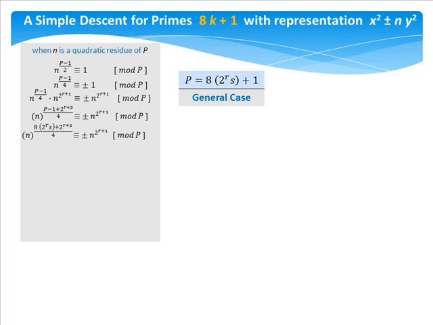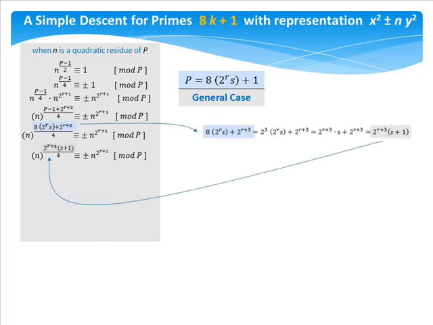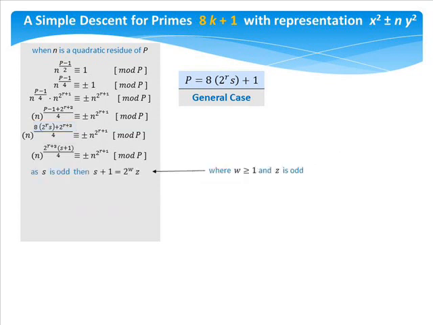Then replacing p and simplifying. It's worth remembering that r is equal to or greater than 0. Thus, 4 divides 2 raised to r plus 3. Also, notice that s plus 1 equals 2 raised to w times z. By combining and simplifying, the power of n becomes 2 raised to r plus 1 times 2 raised to w times z.